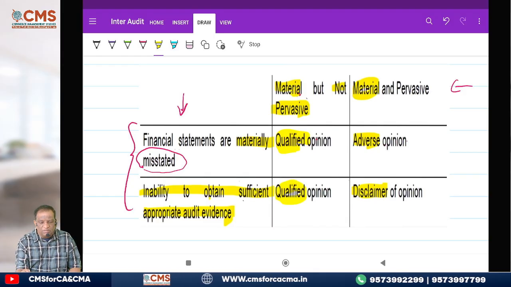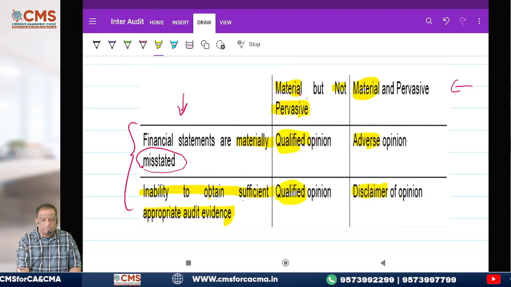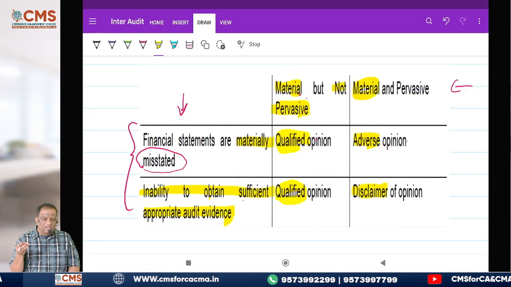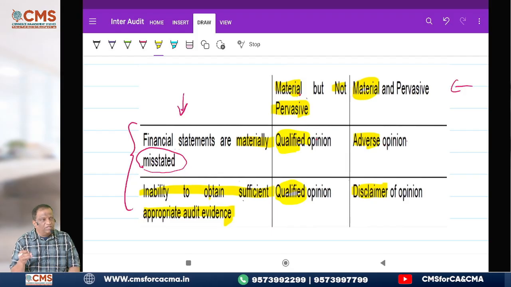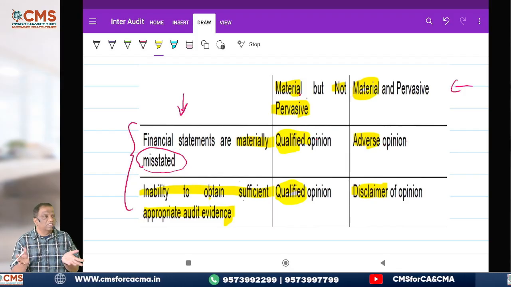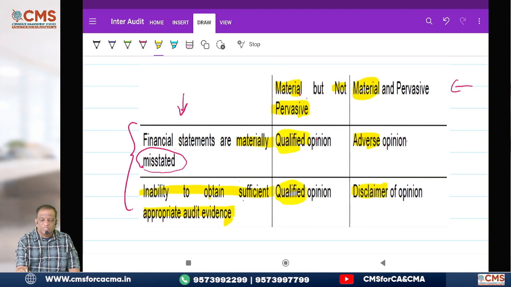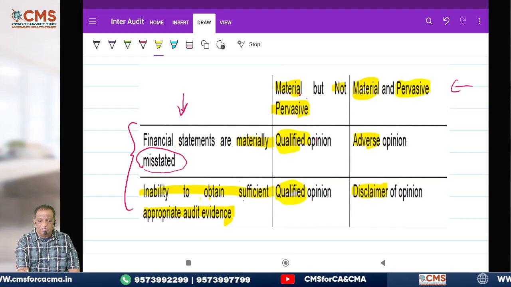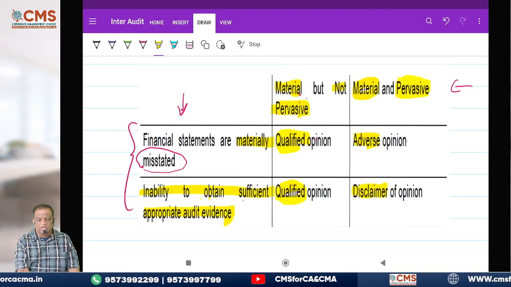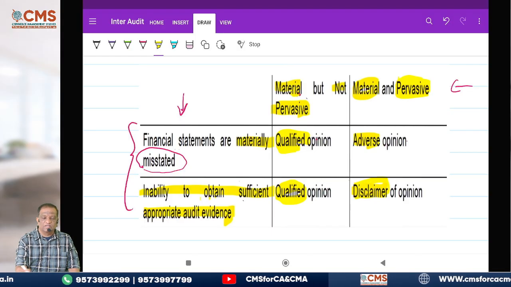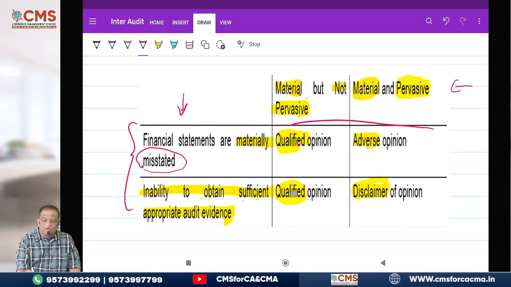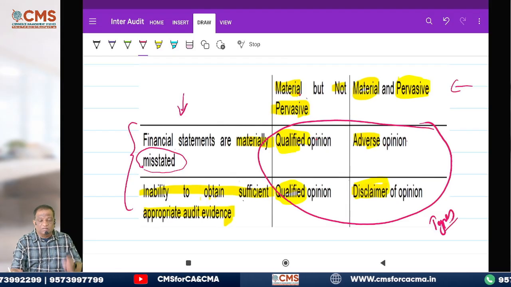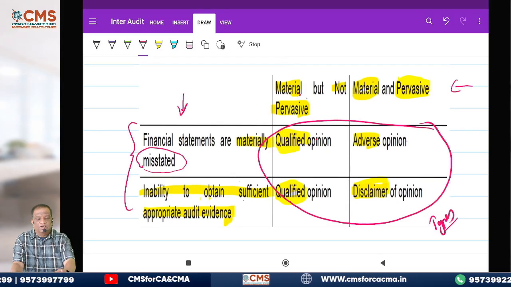Or if it is not only material but also pervasive, pervasive meaning having an effect on the overall financial statements, multiple elements of financials, or if the effect is limited to one element, then that element is very significant. We'll come to it. So if it is material and pervasive, what do I do? If I couldn't collect evidence and the impact of it is material and pervasive, then I will go for a disclaimer of opinion. So this way, these three are the types of audit report, and these are the circumstances of audit report. Now, let us practice it.